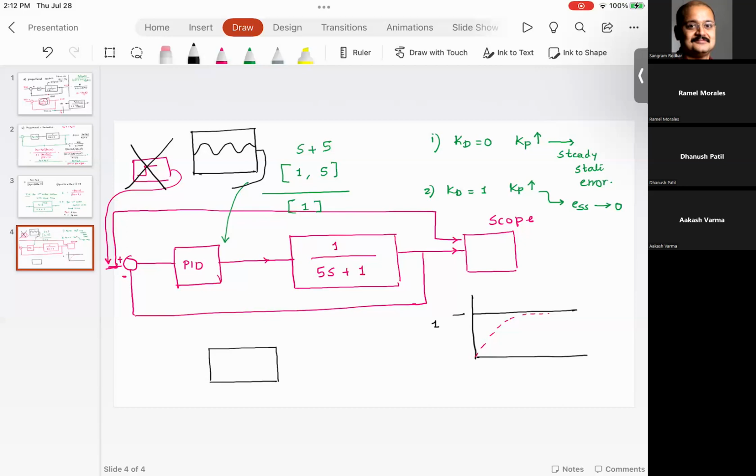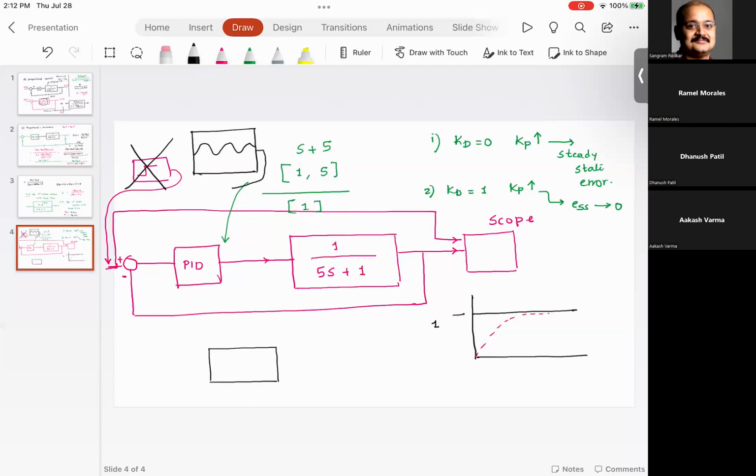So in the next part, assuming you got a very well tracking of the sine wave, what were the constants? Kp is equal to 100 and Kd is equal to 100, and the output matched the input very closely.